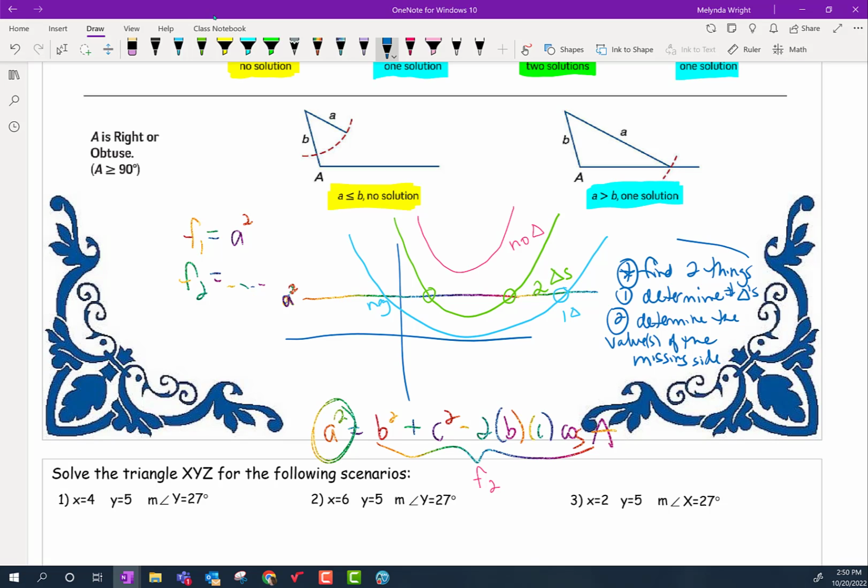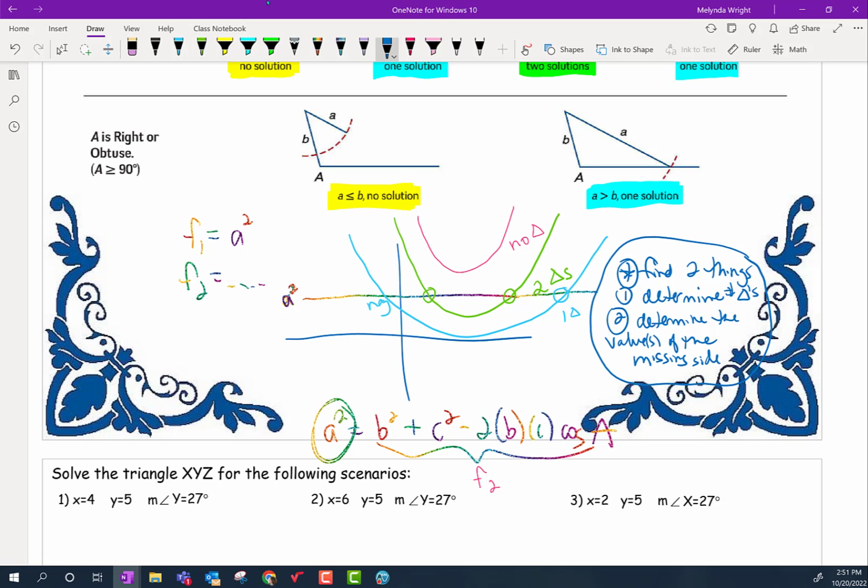Since this works only for side-side angle, we have 2 sides and we don't have 1 side. So what we're getting ready to do is going to do 2 things for us. It's going to first tell us how many triangles we're going to have to work on. And secondly, it's going to give us the value of the missing side. All we're going to have left to do is to find the missing angles. Okay? So I want to pause there for a second to see if I have any questions on what I just talked about. Is everybody okay?